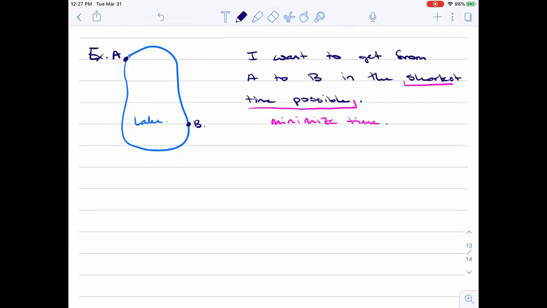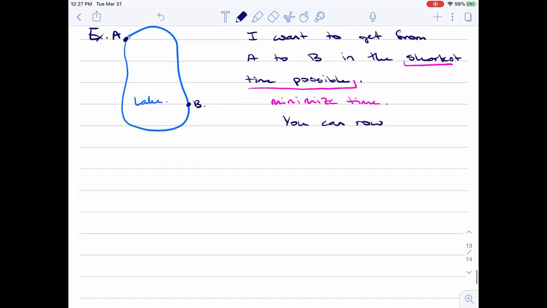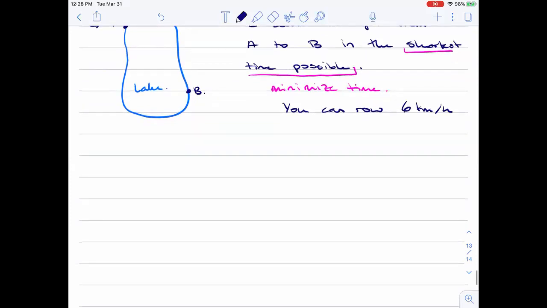Here are my options though. You can row. So here I am on the shoreline and I want to get to point B. Looking at this, I would just go straight across here, but this means I would have to row, and maybe if I'm faster at running, another option is just to run around the lake and figure out what that would look like. So you can row 6 kilometers per hour, but you can run 8 kilometers per hour.